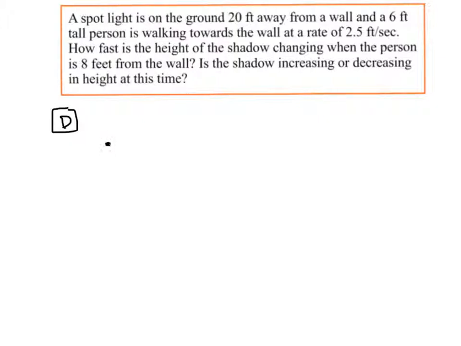So here's the spotlight. It's on the ground, and it's 20 feet from the wall. That's not changing. We're not moving the spotlight. A person, 6 foot tall, and again, that's not changing. They're 6 foot tall, is walking towards the wall at 2.5 feet per second. And this thing is beaming up a shadow onto the wall, like that. So we want to know how this length is changing as they are walking.